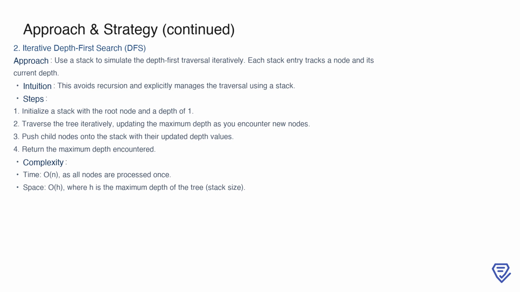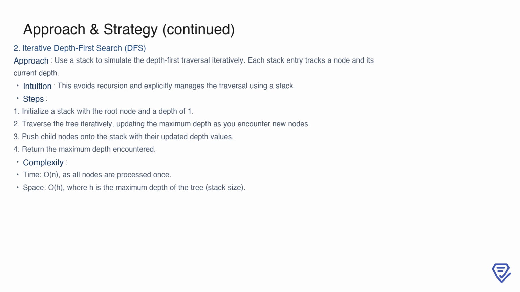Here's how it works. First, we initialize a stack with the root node and a depth of 1. Then, as we traverse the tree, we update the maximum depth whenever we encounter a new node. For every node, we push its children onto the stack, assigning them an updated depth value.